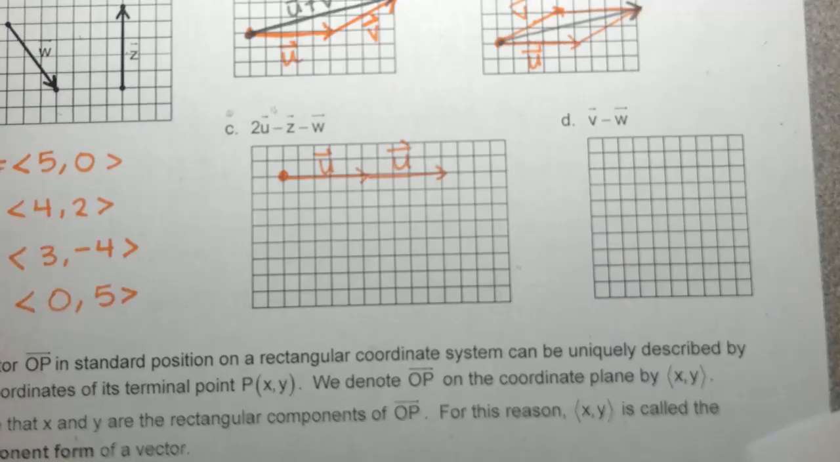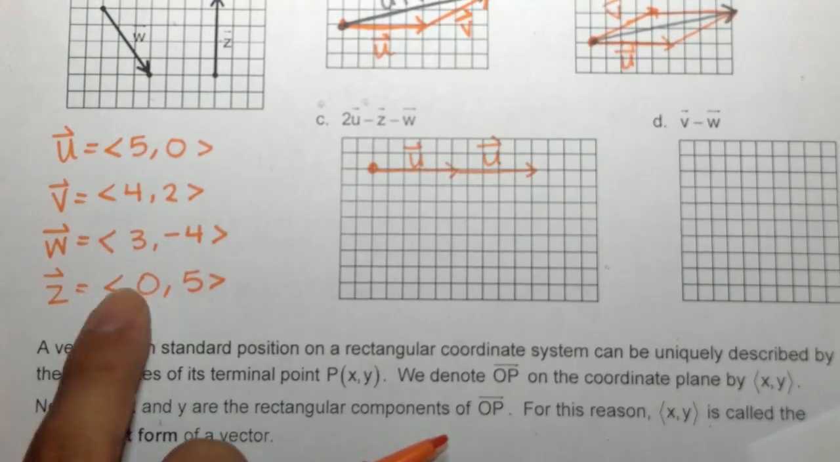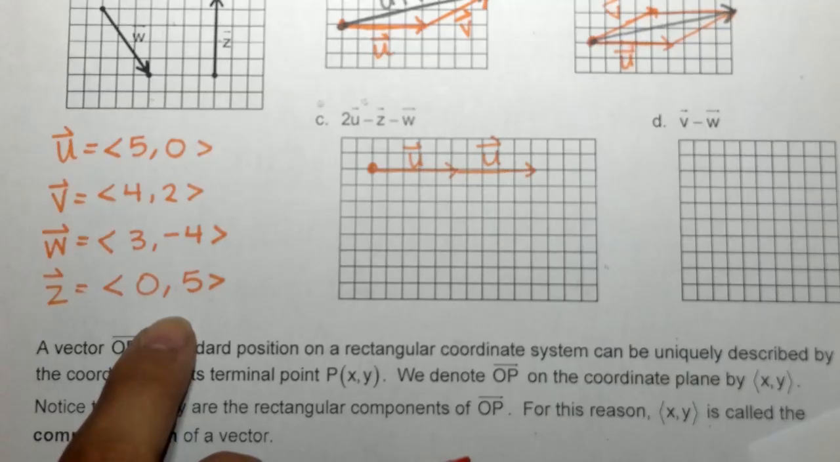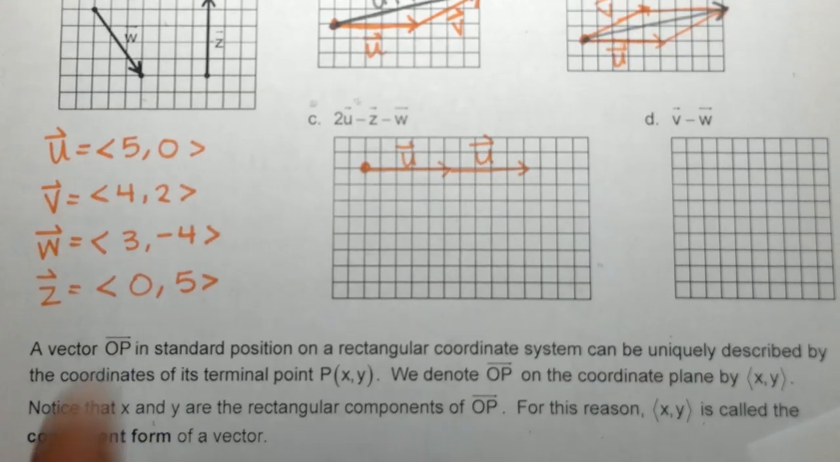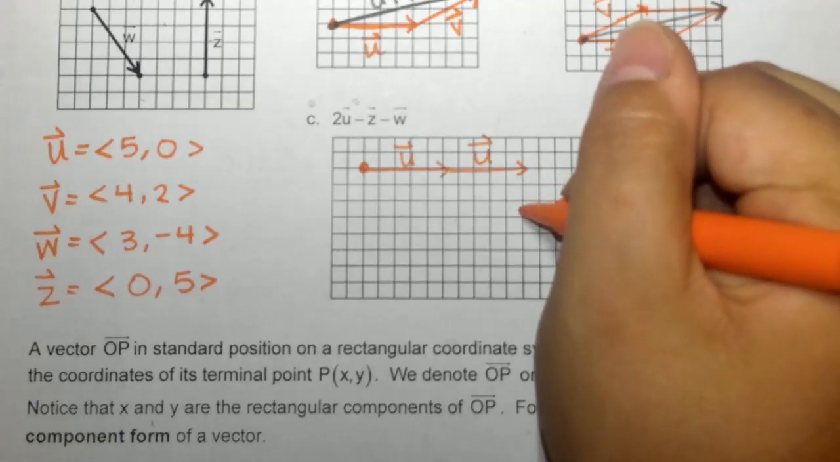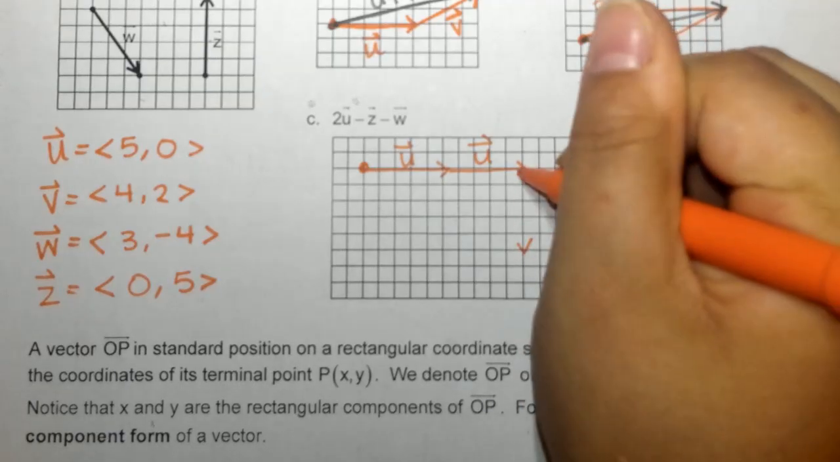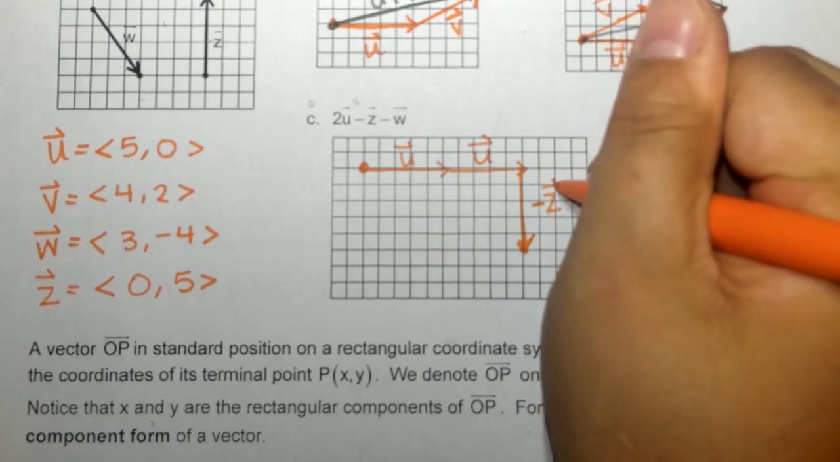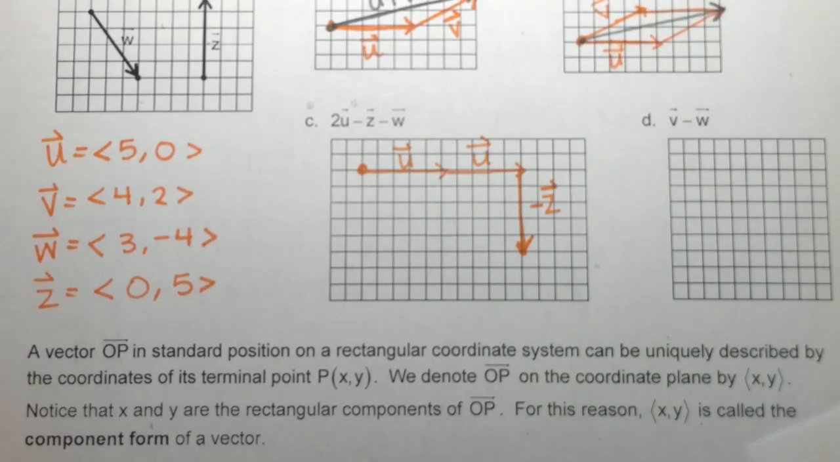Negative vector z. If I put a negative in front of this z, what does that make this? 0, negative 5, which does what? So from my end point here, I'm now going to go down 1, 2, 3, 4, 5. And you need to label it negative z. Don't forget your vector symbol above that z.